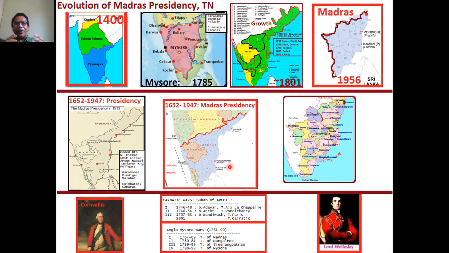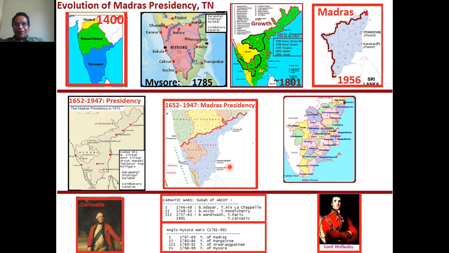Today I am going to talk about the evolution of Madras Presidency. Today, that is a truncated version of Tamil Nadu. How the Madras Presidency was formed, the history of the southern part of India called Deccan, from 1402 to the partition and independence time of Bharat.